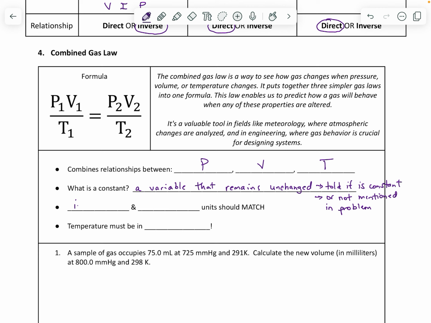The initial and final units should match, right? And so if we have milliliters for volume here, well, then milliliters should be over here, right? If this is ATM, then there's ATM, right? This is always going to be Kelvin. Write that there. Temperature is always in Kelvin. Again, that's because we cannot have a negative temperature according to Kelvin. So we don't use negatives.